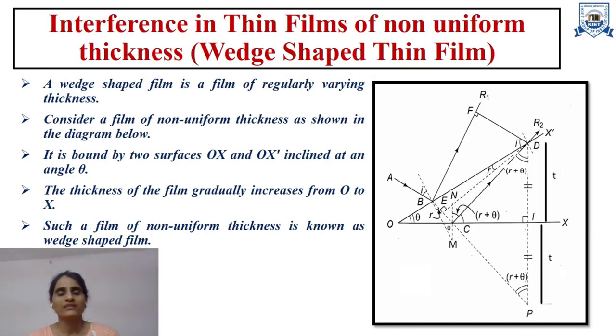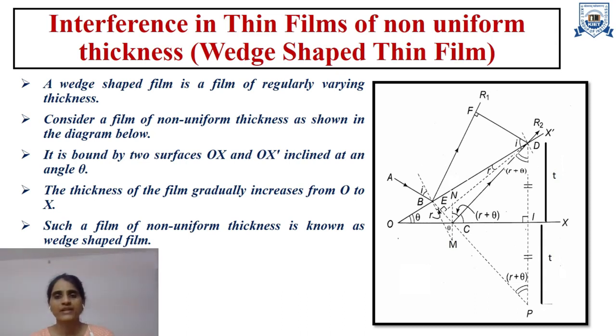Good morning everyone. I welcome you all in this video, that is interference in thin films of non-uniform thickness, which we call wedge shaped thin film. This topic or this video is in continuation with our previous videos on interference in thin films of uniform thickness. So here we have a film of non-uniform thickness.